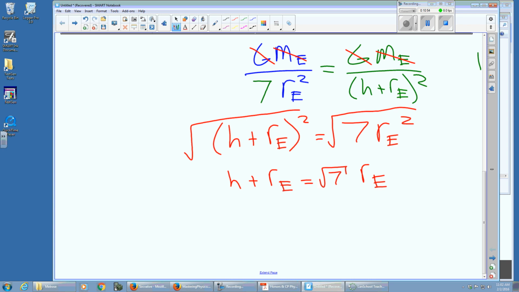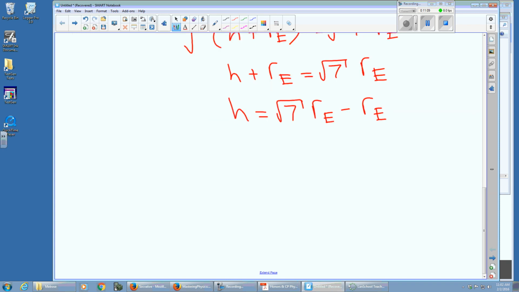Oh, now I can plug in. I'm interested in h. So now I get that h equals square root of 7 times radius of the Earth minus the radius of the Earth. Yeah, so then I can just plug that in. I'm going to do one more simplification: radius of the Earth times square root of 7 minus 1. And now I can just plug in the numbers. Where can I find radius of the Earth?